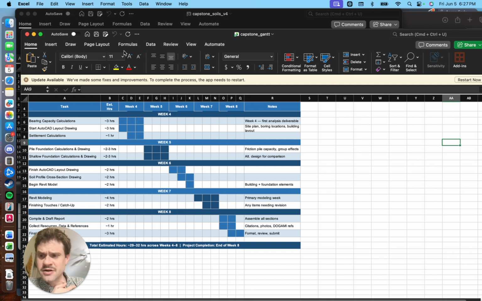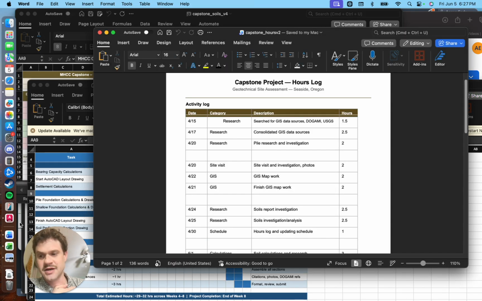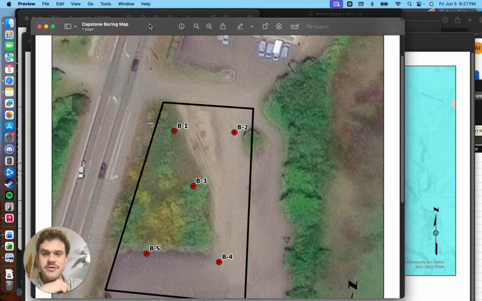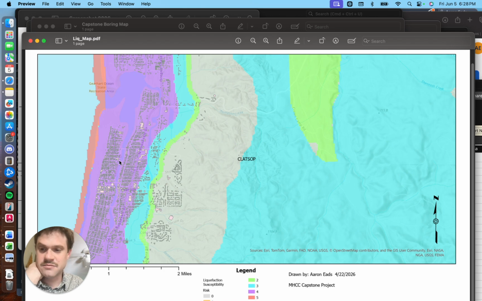So the start of the term, one of my first aspects was the GIS analysis. I created two maps in GIS where I made layers and overlaid them with DOGAMI, with their layers, with their analysis. I made this liquefaction susceptibility analysis map. Right in here is where we are at, which is a level 4, which is quite high.